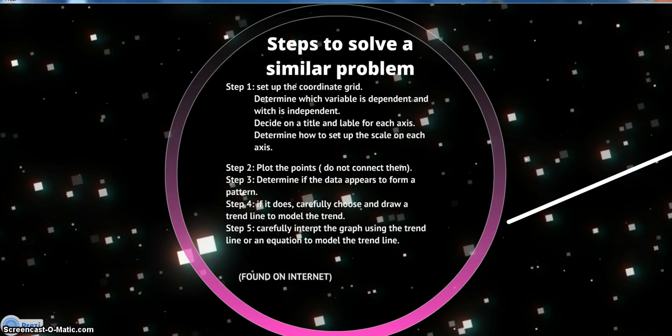Steps to solve a similar problem. Step 1. Set up the coordinate grid. Determine which variable is dependent and which is independent. Decide on a title and label for each axis. Determine how to set up the scale on each axis.